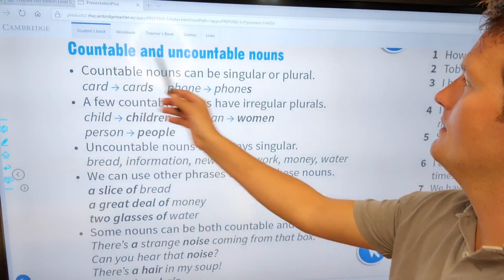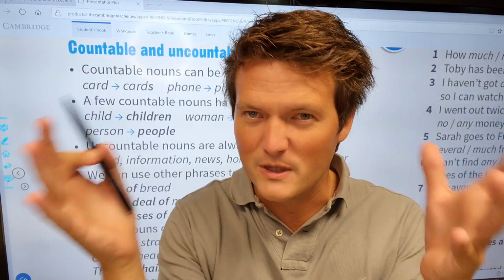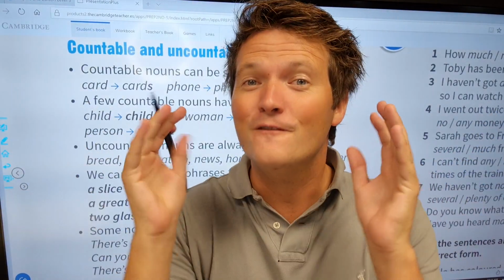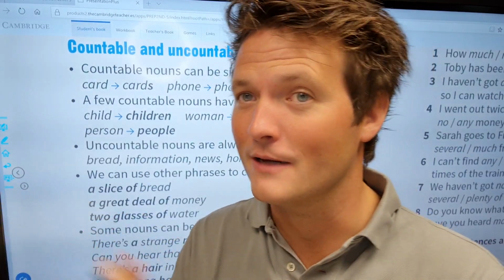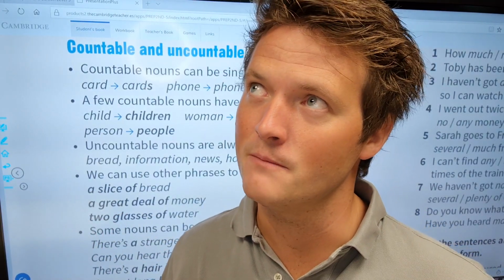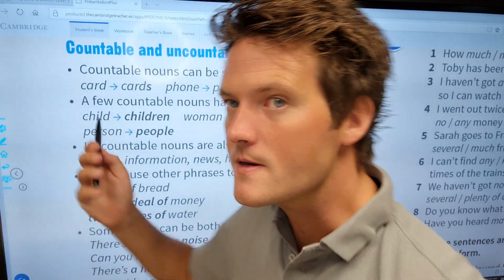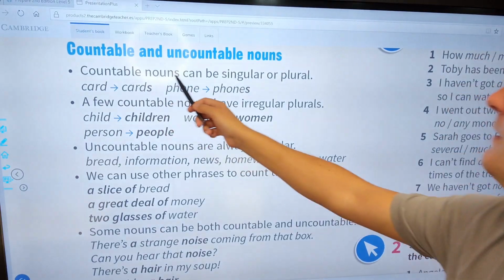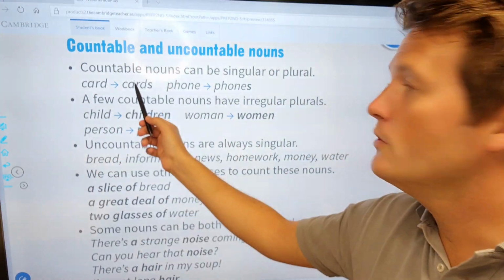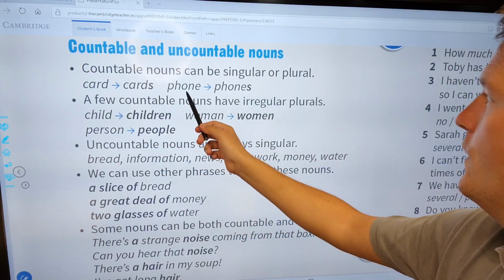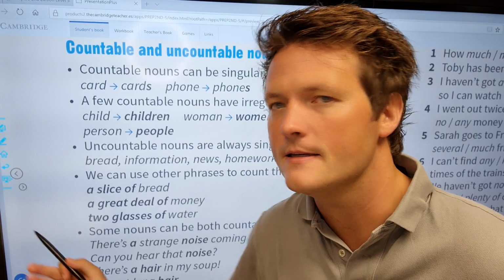Countable and uncountable nouns. First, what we're starting with here is very easy. Some nouns are countable, some are uncountable. Except sometimes some nouns can be countable and uncountable. Let's have a look. Countable nouns can be singular or plural. So, a card or 2 cards. A phone or 2 phones. Well, yeah, okay, easy, right?